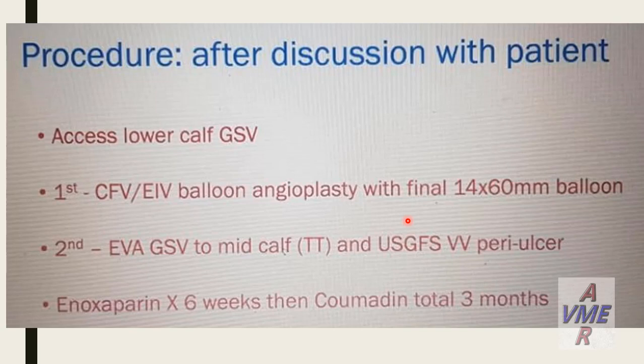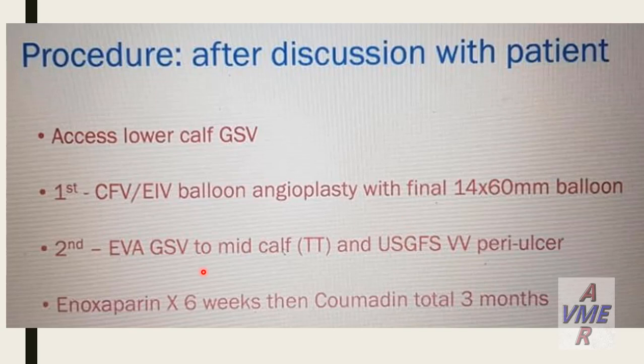ascending venography, access from the great saphenous vein, only ballooning for common femoral vein and external iliac vein with a final 14 by 60 millimeter balloon, and he didn't use stenting. As we have mentioned, in the guidelines it's not necessary to make stenting if the lesion is only present in the common femoral vein. And the second session to treat the axial refluxing veins.